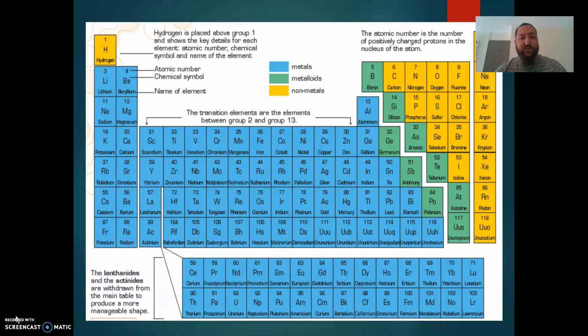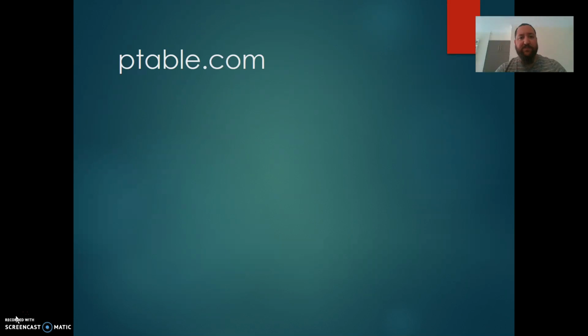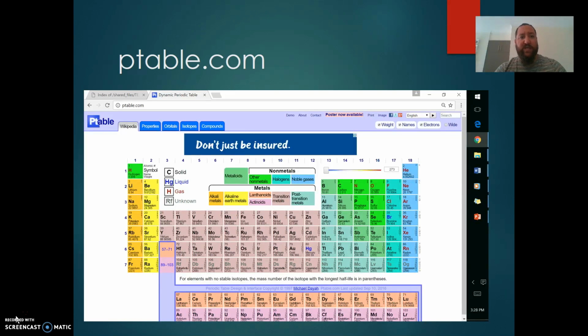You can also see on this periodic table that over 75% or 3/4 of all the elements are actually metals. Now, whenever we're doing chemistry, it's worth having a periodic table in front of you. So if you don't have your periodic table from class, then you can visit ptable.com. This is an interactive online periodic table, a very, very handy resource and one that's available to you anywhere that you have access to the internet.